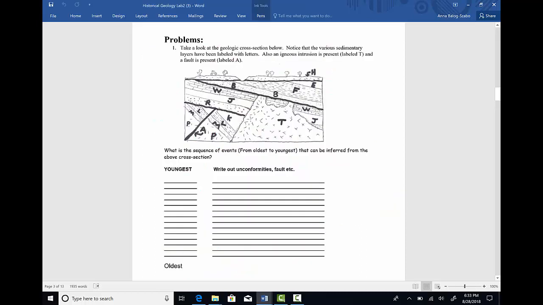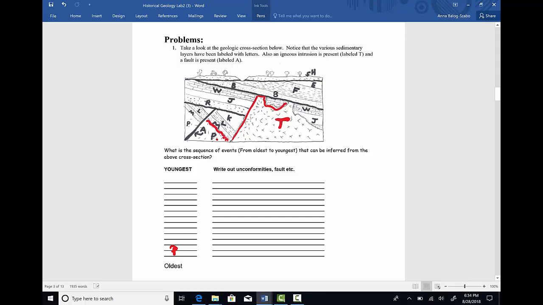Always start with the oldest layer. We can see that this T is an igneous rock. You can see the little crosses, so that's an igneous rock. And this T is going through all these other rocks, so obviously this T came in later than these rocks. So now we can look at what is the lowermost layer. See this P? This P is an igneous rock, but there is an erosion here, so this P had to be here before these layers. So the oldest rock here is going to be P.